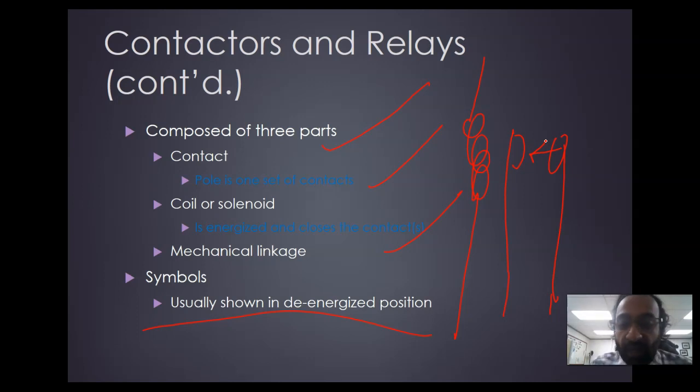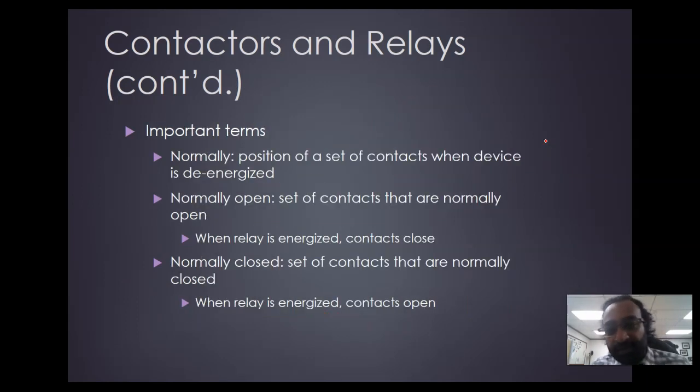Energized means there's power going through the line, and de-energized means the state when it's off. So off is de-energized, on is energized. More about contacts: "normally" refers to the state when it's de-energized. Normally open, normally closed, and it's very important to understand this terminology as we go along.